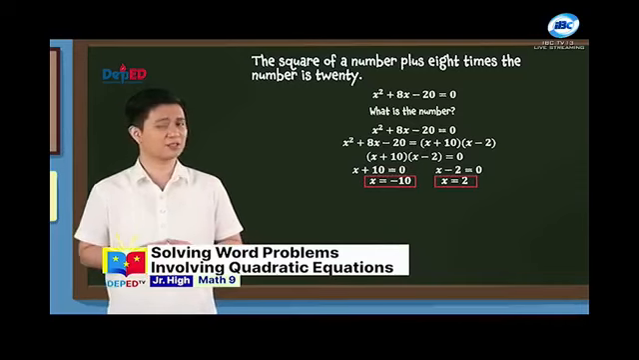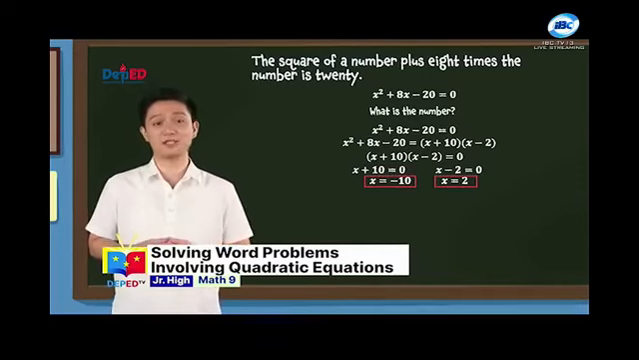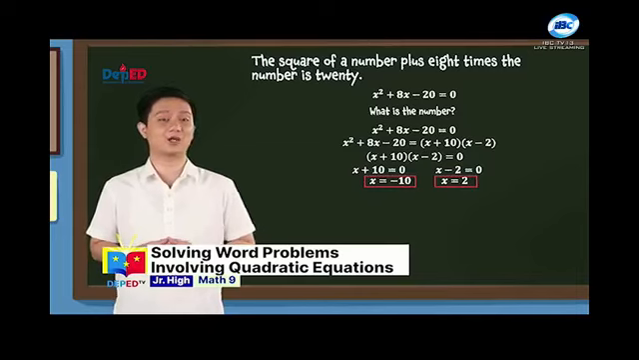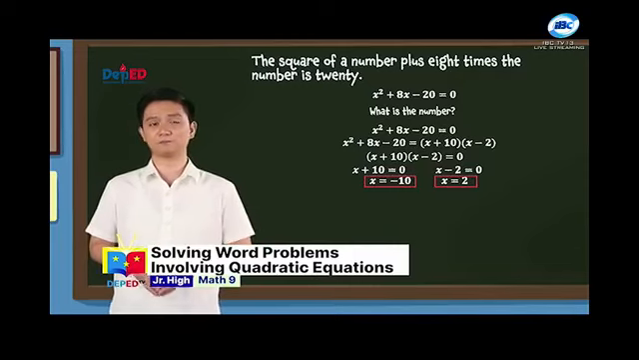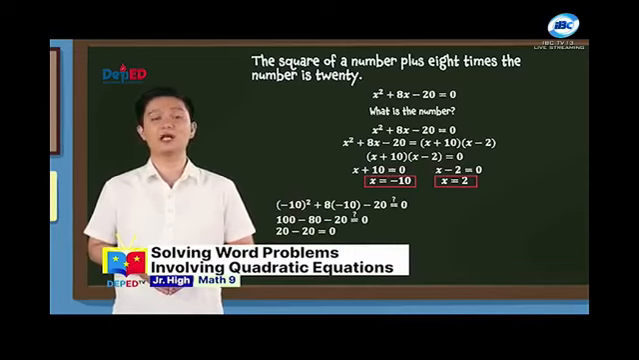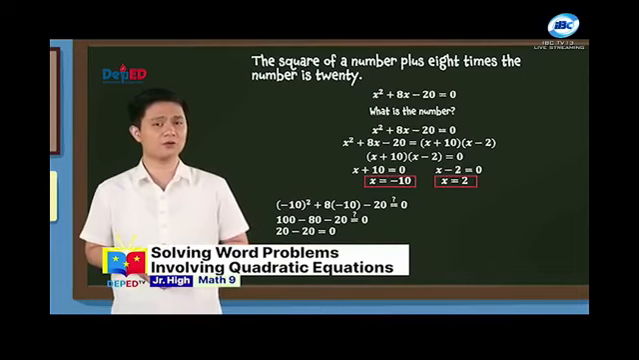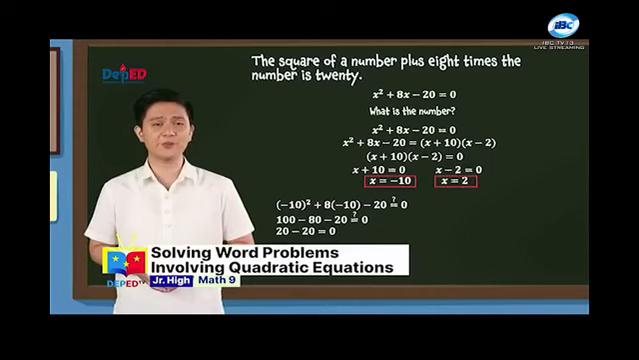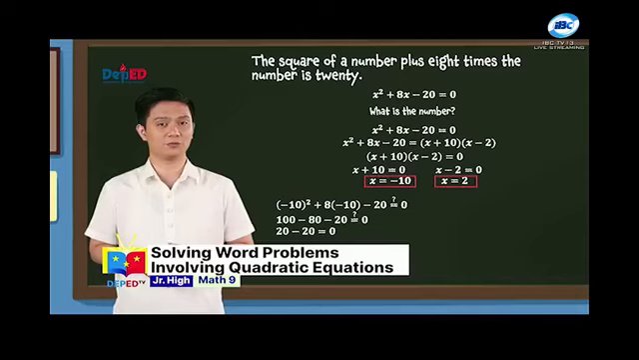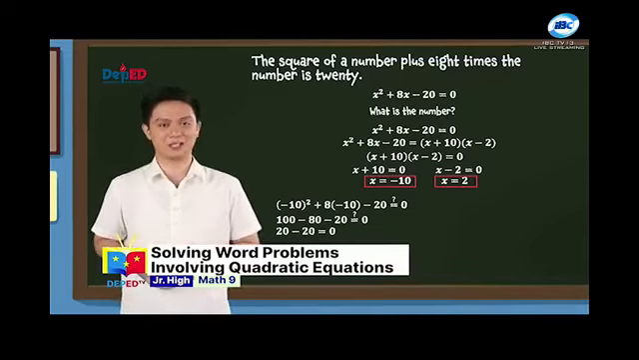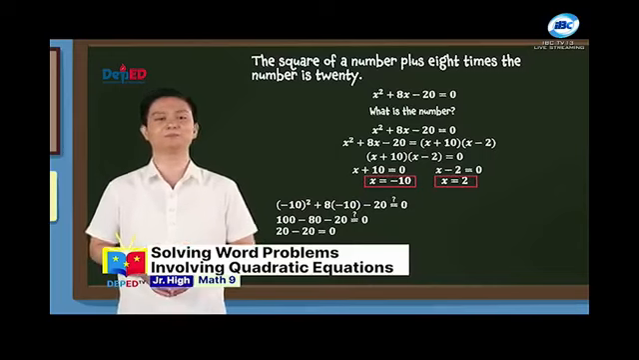Any doubt? Let's check by substituting these values of x in the equation x squared plus 8x minus 20 equals 0. So we have the square of negative 10 plus 8 times negative 10 minus 20. Is it equal to 0? Let's see. 100 minus 80 minus 20. Is it equal to 0? So we have 20 minus 20, and it is indeed equal to 0. So negative 10 is correct.